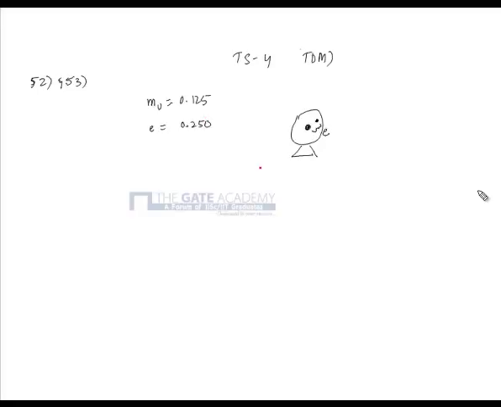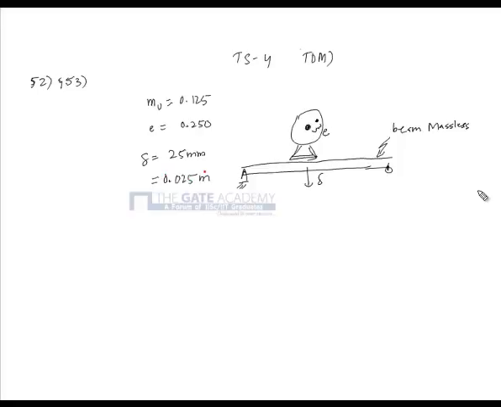Now this motor, what they are doing is keeping it on a simply supported beam which is massless. So this beam is massless, but it's a simply supported beam. And the static deflection of the point of the beam where the motor is placed is represented by delta, and that is given as 25 mm. Let me just convert in meters: 0.025 meters.